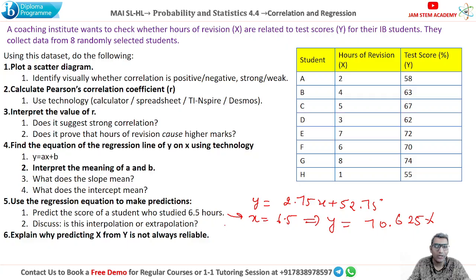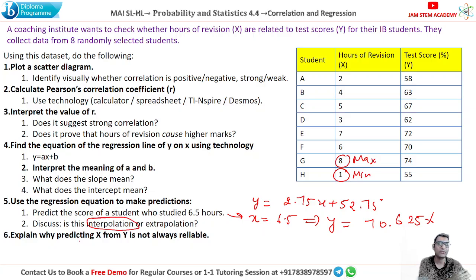So is it interpolation or extrapolation? Now, what can you say? Interpolation, because our minimum value starts from 1 and maximum goes up to 8, and we are finding the y within this range, correct? So yes, it is interpolation.